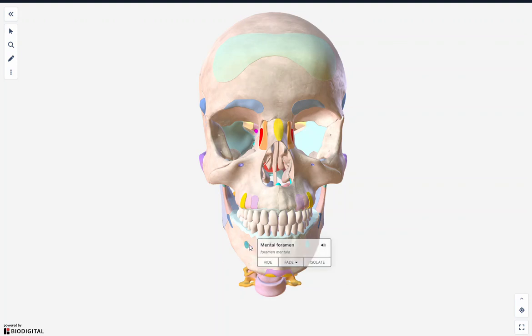These little guys here are foramen. They're called the mental foramen. I guess they're just referring to the mental point on the mandible, the mental foramen here. Just below the orbit itself is the infraorbital foramen. Infra meaning below, infraorbital foramen.